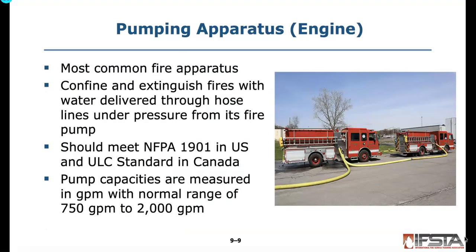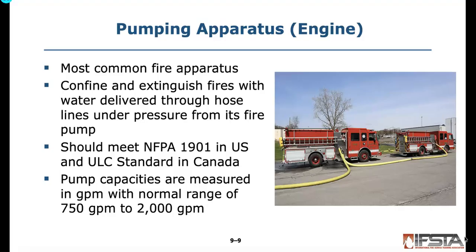A pumping apparatus or an engine, also referred to as a pumper. These are the most common fire apparatus. The job of these apparatus or the personnel on them is to establish water supply from a hydrant into the apparatus and then get water from the apparatus to the fire, right? So we're going to confine and extinguish fires with water delivered through our hose system.